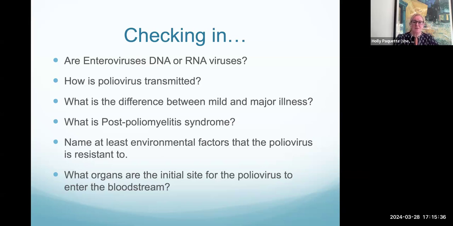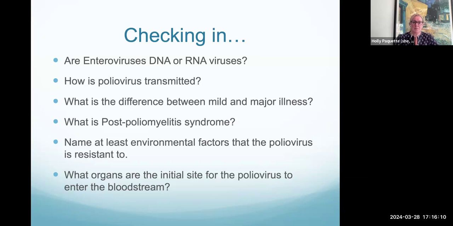What is the difference between mild and major illness? Mild basically looks like a mild cold for a few days. Sometimes there can be lingering fatigue or muscle achiness, but really it's a mild cold. With major illness, this is where we tend to see paralysis, whether that's one side or the other of muscle paralysis, or bulbar, which means that it incorporates the respiratory system and often can cause the shutdown of the respiratory system.